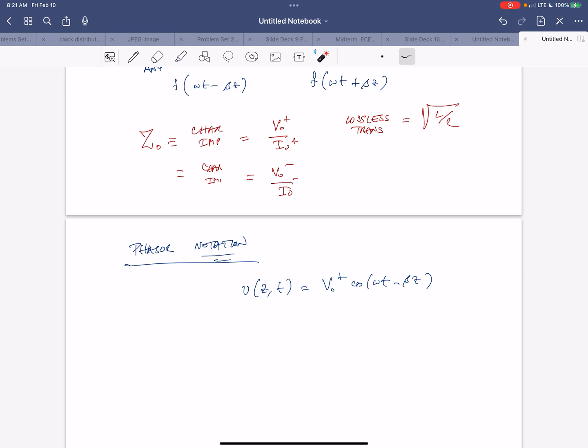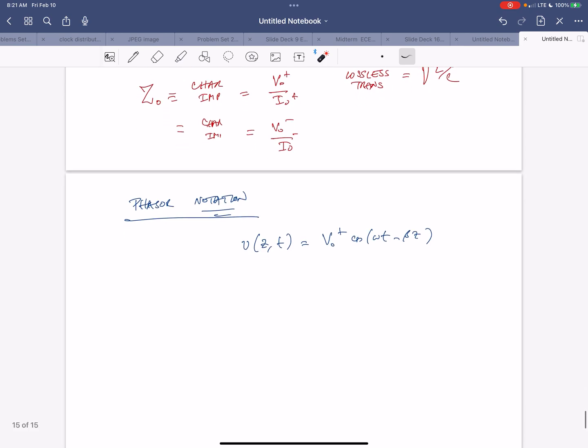Okay? This is kind of a little counterintuitive. I don't know why. I think left to right should be plus, but it ends up being minus. The math works out if you do it. So let's say this equation obeys or follows the traveling wave equation, right?